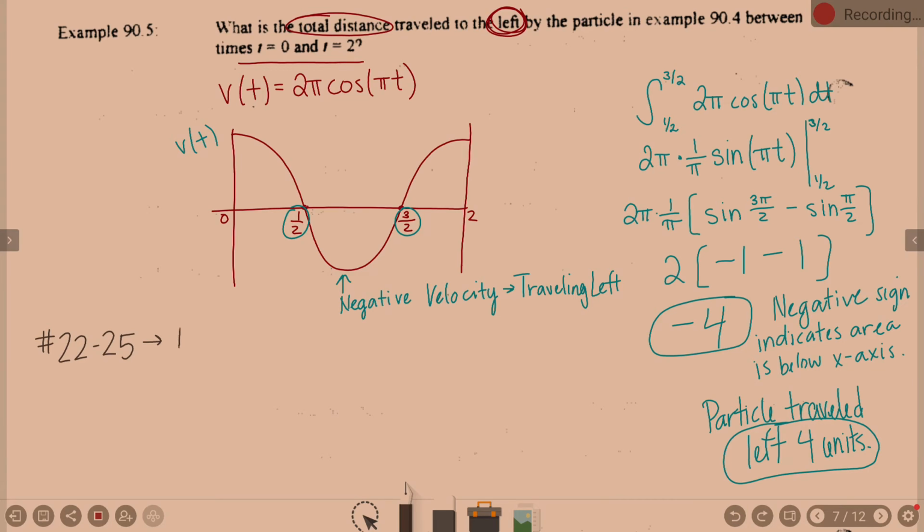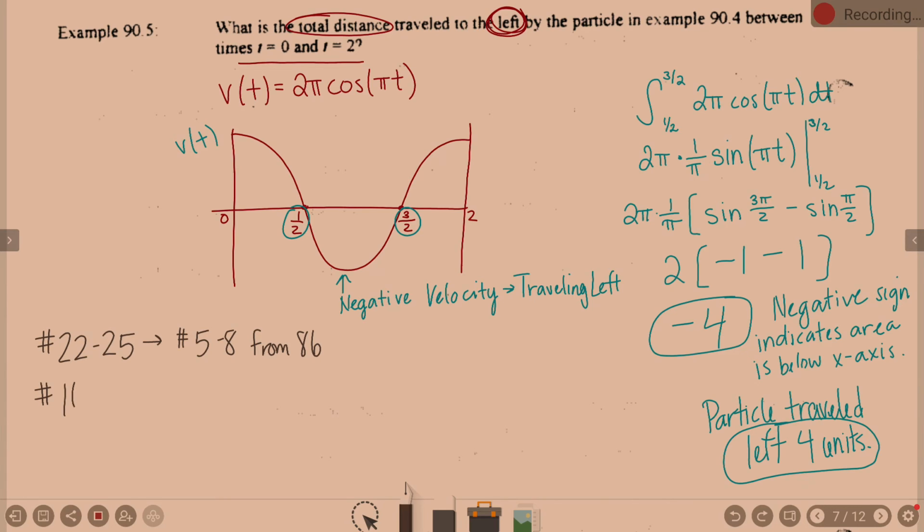It doesn't matter what it says, it's right. No, it just means that if the total distance was left 4, that's why it's the negative, so.